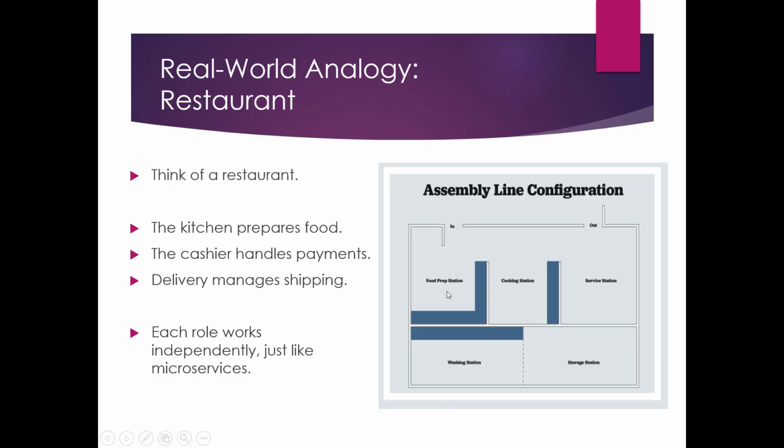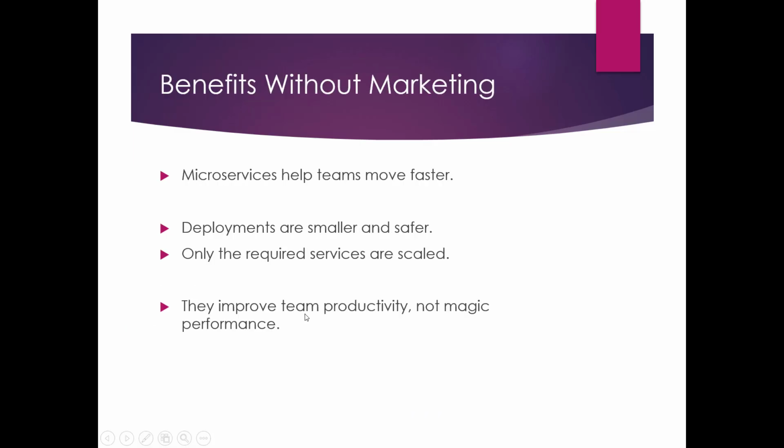Once the food is prepared, it will send a message to the other area, and once that is prepared, it will go to the service stations. In the same manner, they are sending messages to each other. The kitchen prepares the food, the cashier only handles the payment, and the delivery manager only manages the shipment. So each role works independently, just like microservices.